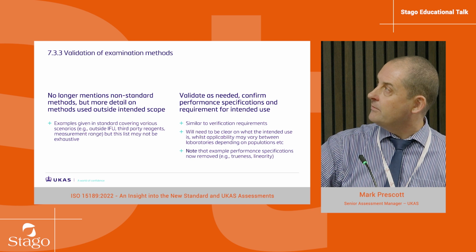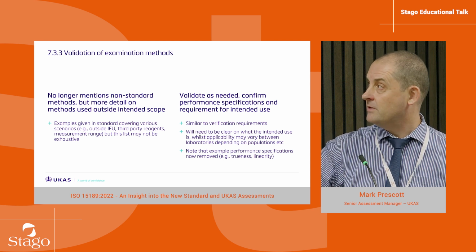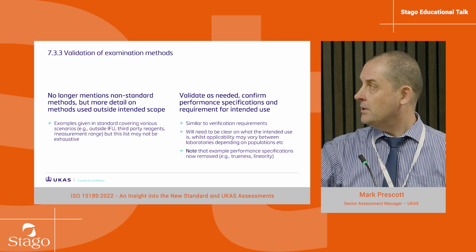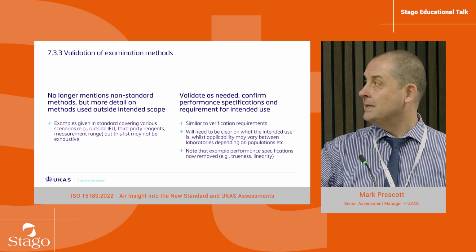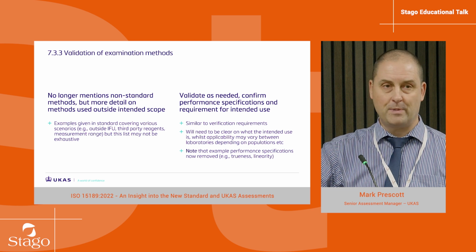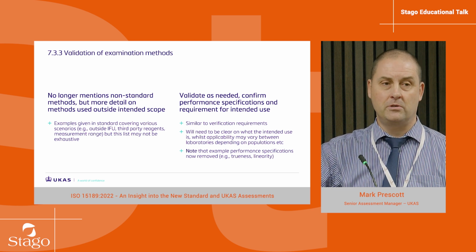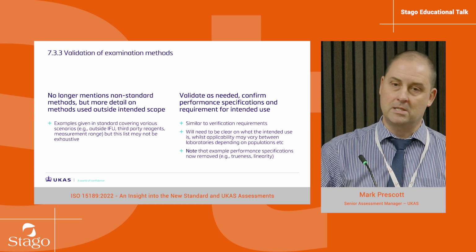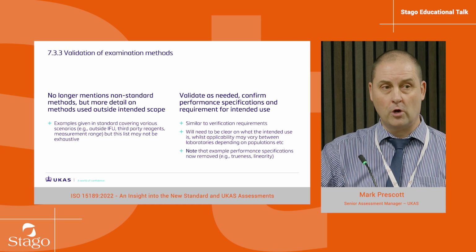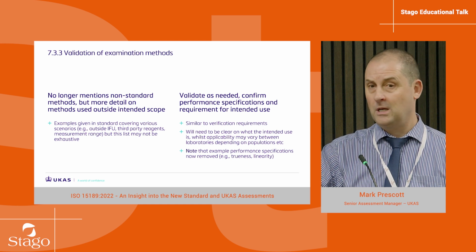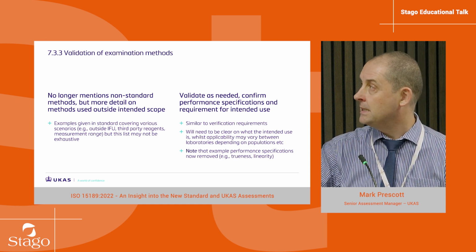Validating as needed, confirming the performance specifications. This is really just the same as a verification. You're going to set out what the intended use is of this particular assay, and you're going to set the performance specifications. The standard doesn't now list these performance specifications. It used to give some examples, things like trueness, linearity. They've been taken out now, really up for organisations to work out for themselves what you think is important and what companies think is important as well when assays are being developed.